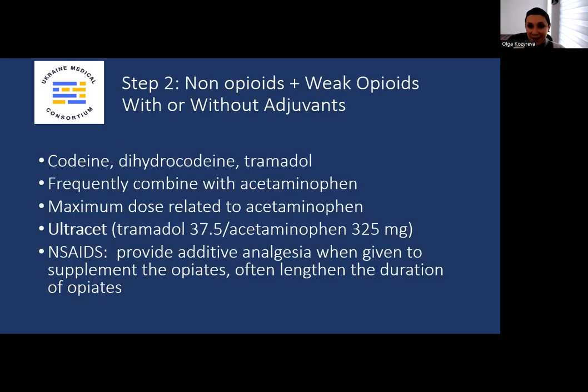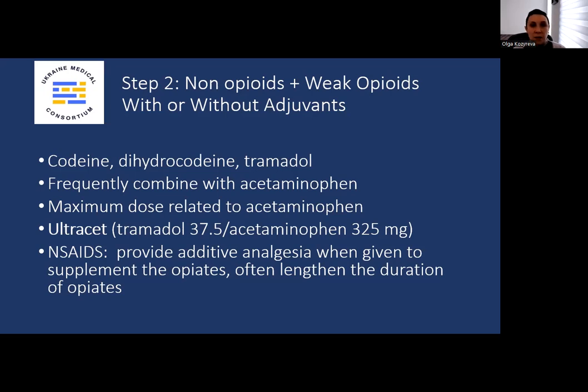So our next step is when we have moderate pain, and we use non-opiates plus weak opiates, with or without the adjuvant treatment that I just mentioned. So weak opiates, there are many different medications approved in different countries. The most common are codeine, hydrocodone, tramadol. They are frequently combined with paracetamol, acetaminophen. And the maximum dose of these medications, especially when combined, is usually related to acetaminophen.